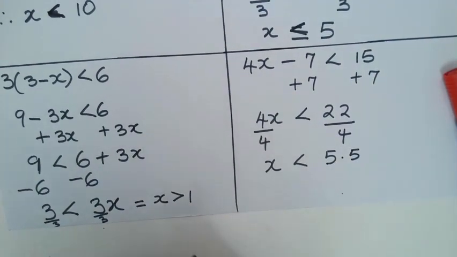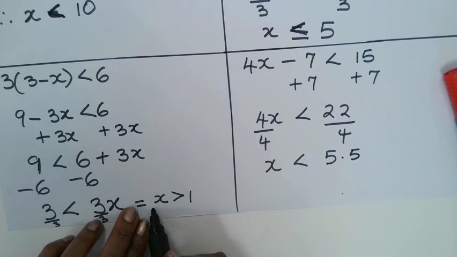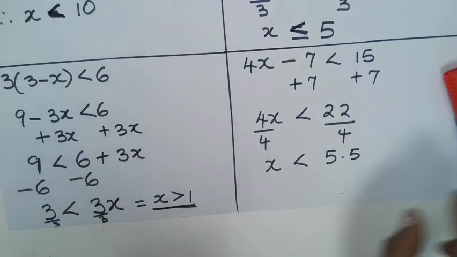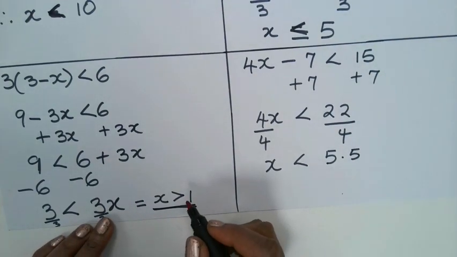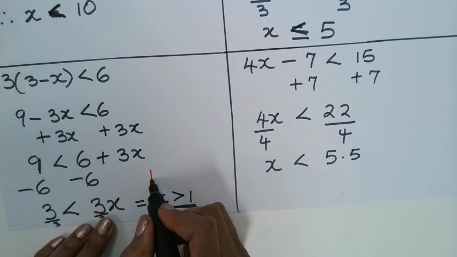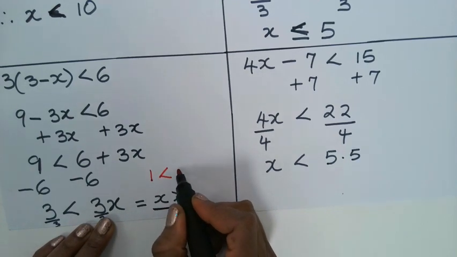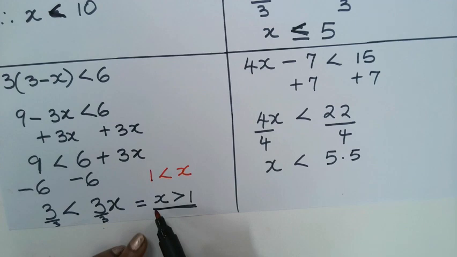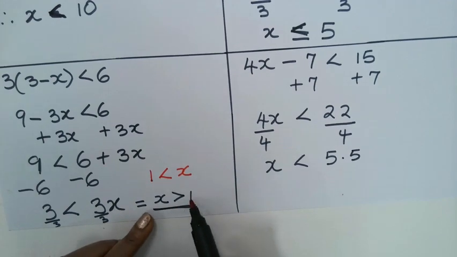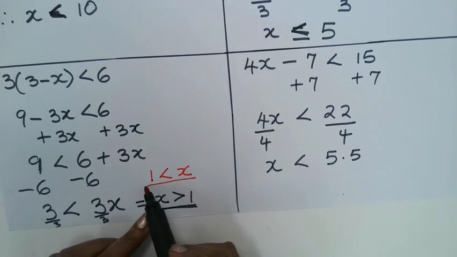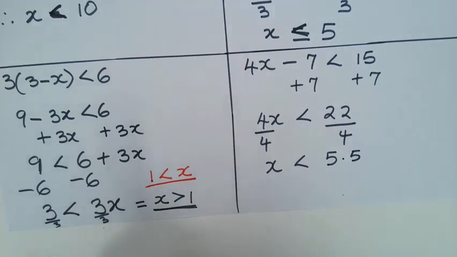Okay, so for the previous one, you either write the answer this way, or you can also write the answer as 1 is less than x. So you either write x is greater than 1, or you write 1 is less than x. So whichever answer you write for this inequality, that would be good.